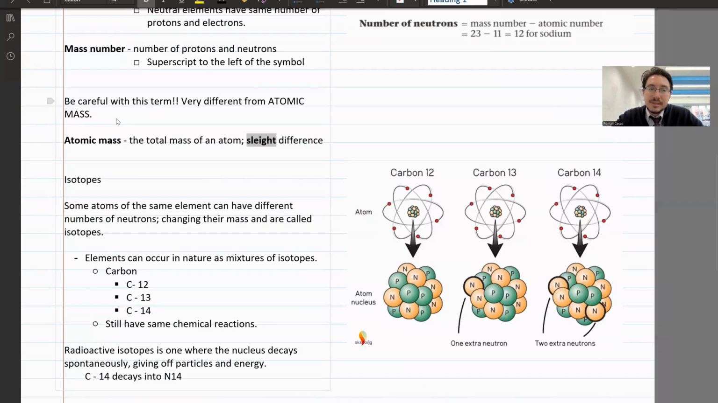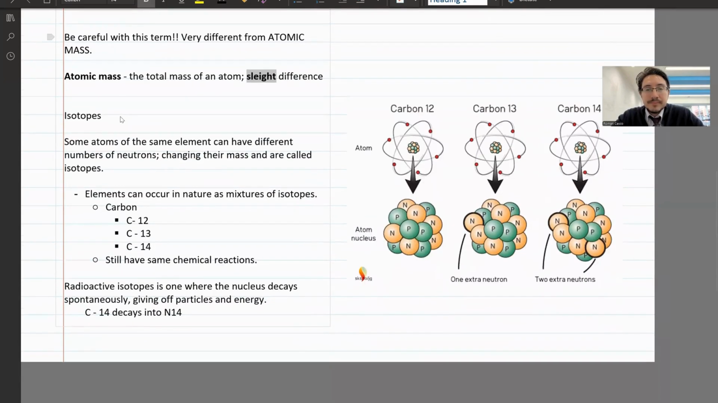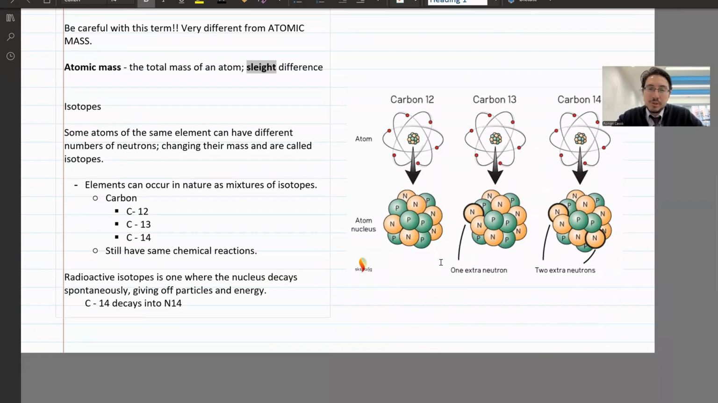Mass number is not the same as atomic mass. Okay. And again, these different forms, when you're referring to masses and different numbers of neutrons, are referred to as isotopes. And you can have different forms not just of carbon, you have uranium, nitrogen, and so forth. But one thing to keep in mind is that they still can perform the same chemical reaction. Their ability to react doesn't change. Okay.